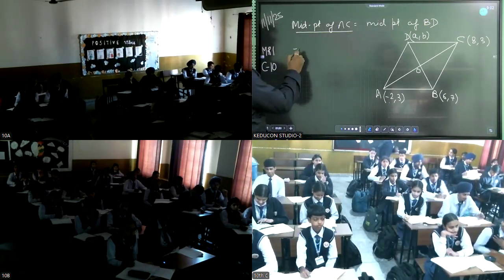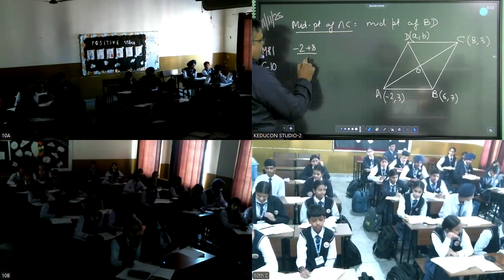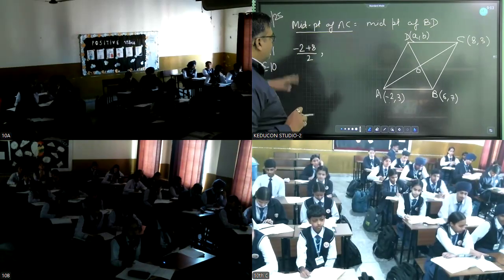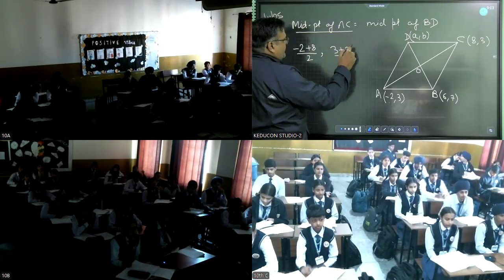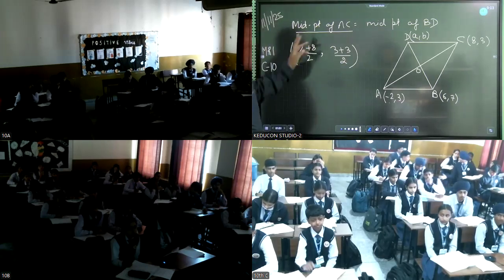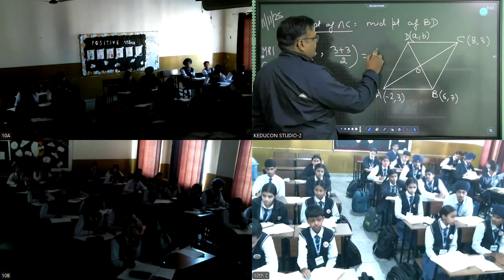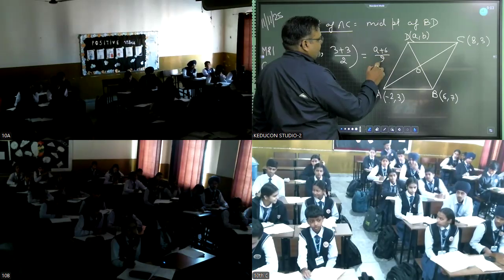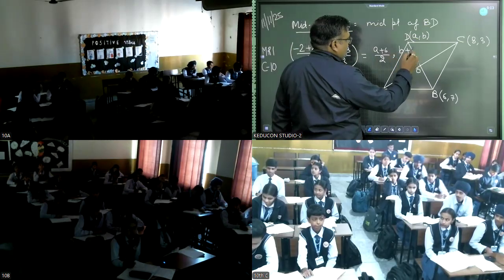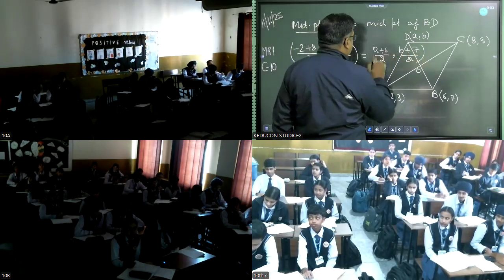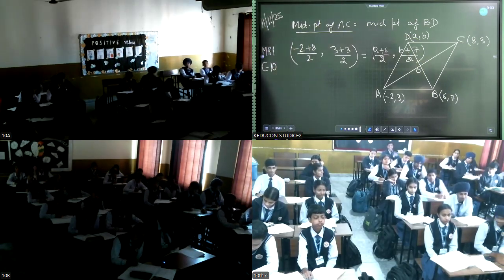So what is x1? Minus 2. Minus 2 plus 8 by 2, 2. So x coordinate, comma 3 divided by 2. This is the coordinate of AC and it will be equal to coordinate of BD. What will be the coordinate of BD? 6 plus a divided by 2, and 7 plus b divided by 2. Can you equate them? This will become minus 2 plus 8, 6, 6 by 2.